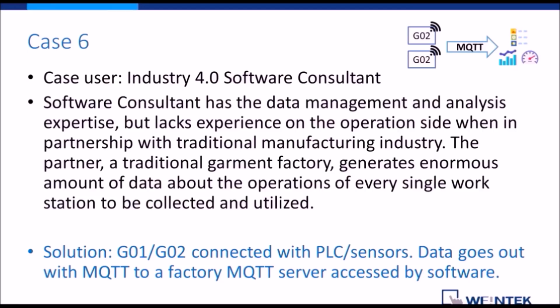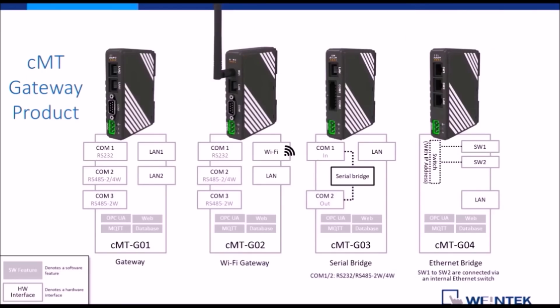All right, I think we're about out of time, so in the end I just want to summarize a little bit. These are our gateway products, CMT GO1, GO2, GO3, and GO4. They have their own features and applications. GO1 and GO2 are more of a pure protocol gateway, where you can have serial or Ethernet interfaces.